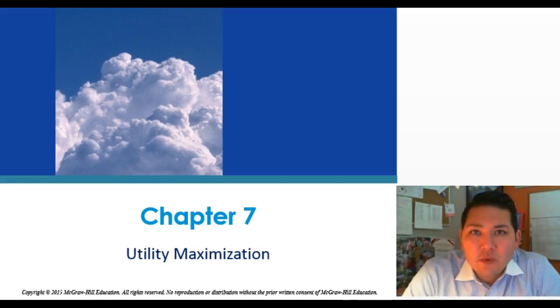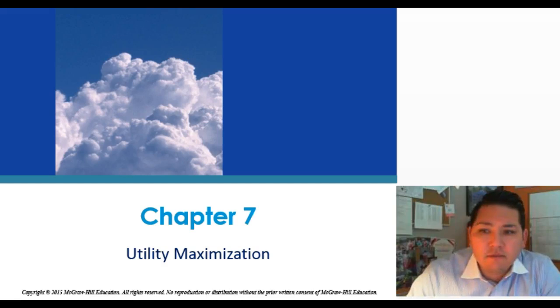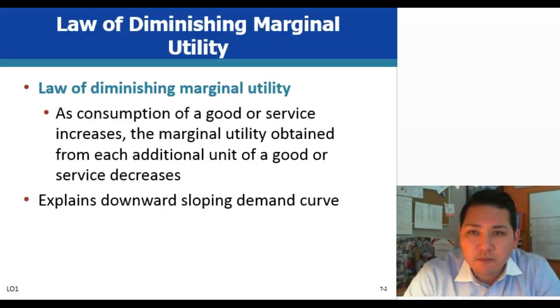Hello. So for this week, we're talking about Chapter 7, Utility Maximization. And we're also going to the concept of diminishing marginal utility, right? And we'll be leading to a discussion about consumer choice. So we'll start off with diminishing marginal utility.